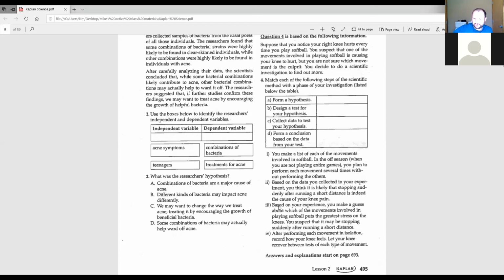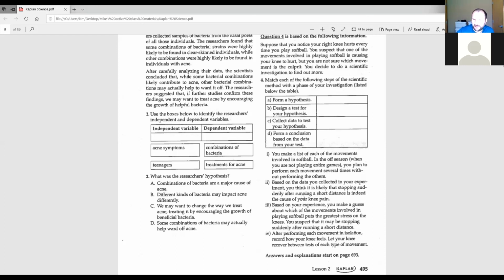3, based on your experience, you make a guess about which of the movements involved in playing softball puts the greatest stress on your knee. You suspect that it might be stopping suddenly after running a short distance. 4, after performing each movement in isolation, record how your knee feels. Let your knee recover between tests of each type. Okay, so we need to find out the hypothesis, the test, the collection of data, and the conclusion.